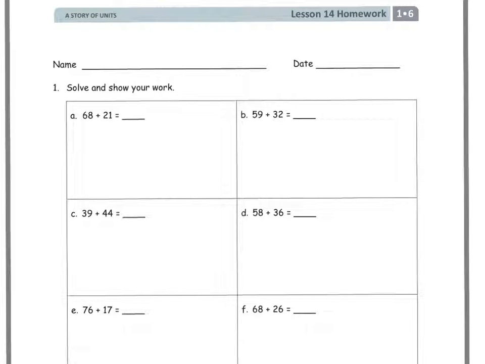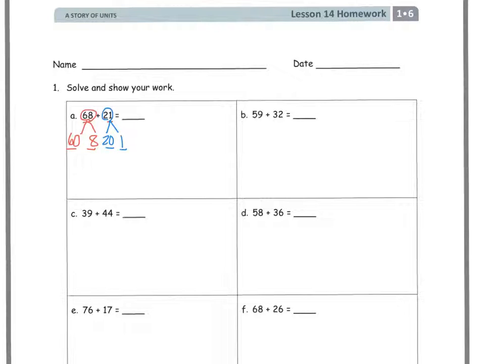So the first thing I look at for A is I want to break apart these ones, and I see that I have 8 and 1, and I know that's not going to make a 10, and I can't take from the 21 to get to a 10, so I'm going to break it into 60 and 8, and I'm going to break 21 into 20 and 1. And what I'm showing is 60 plus 8 gets me 68, and 20 plus 1 gets me 21.